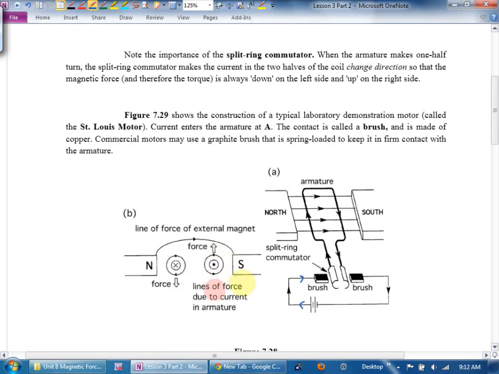Now, there'd be a bit of a problem here if we had direct current. If we were running from direct current, as soon as this arm got to this side, it would come to a grinding halt.